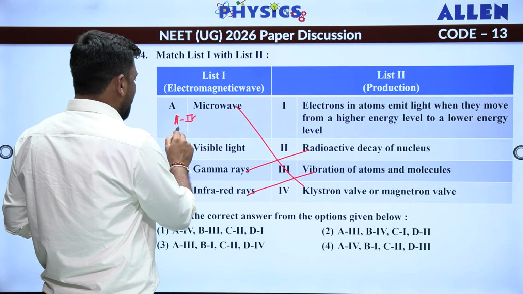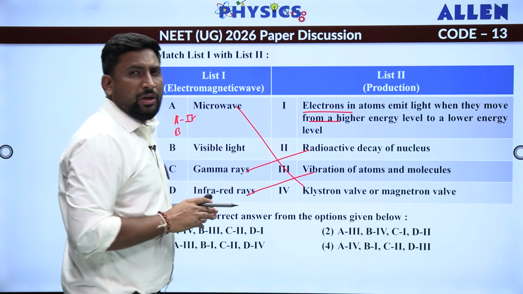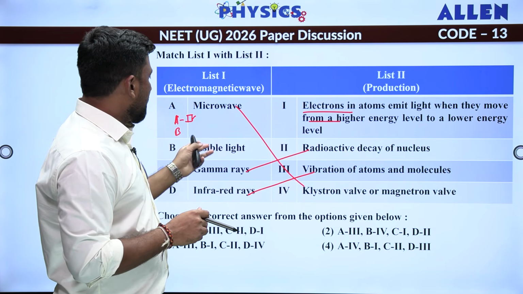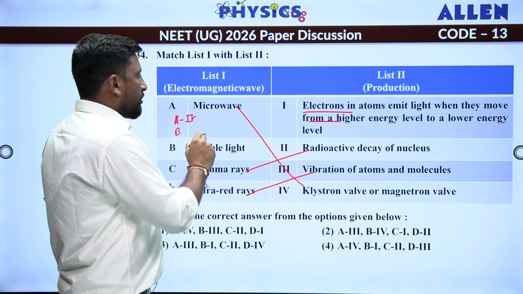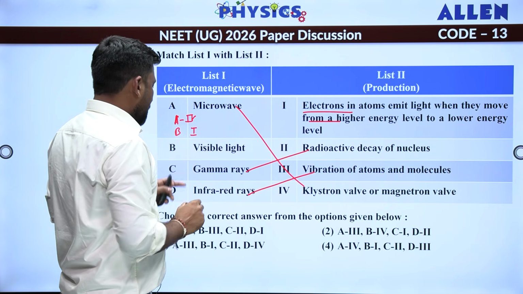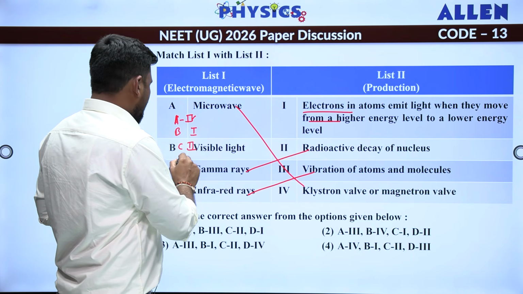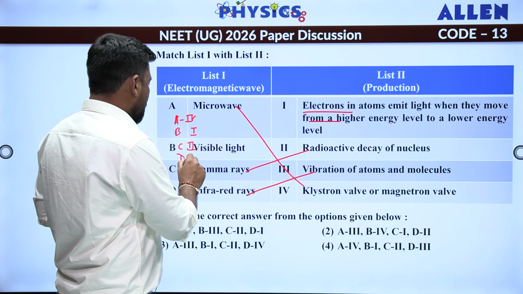So for the B, we got to know visible rays: when the electron jumps from a higher level for a few elements, it will be visible light. So for the B, it is 1. For C it is 2. And for D, which is infrared, it is 3.